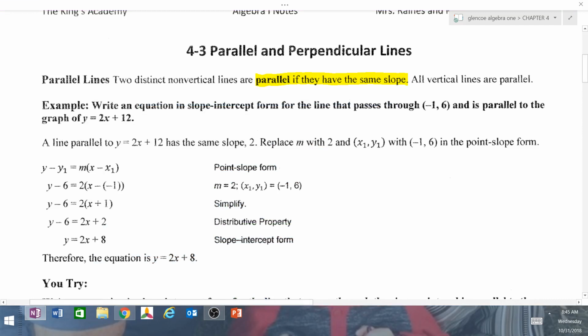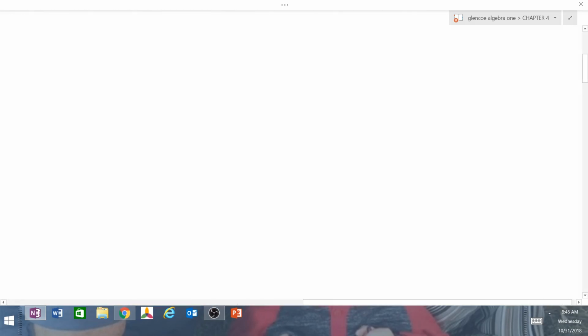Today we're going to talk about parallel and perpendicular lines. I'm just going to be very open and honest. We do have a test on Friday. There are two things you need to know. I'm telling you now, if I were you, I would write them down. Okay? There are only two things you need to know.